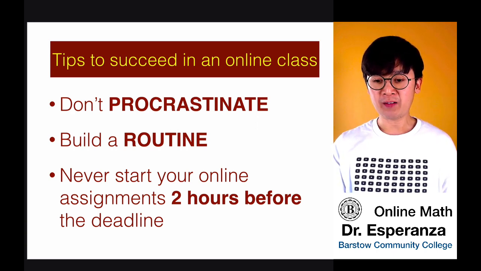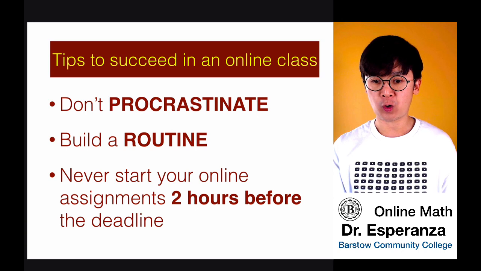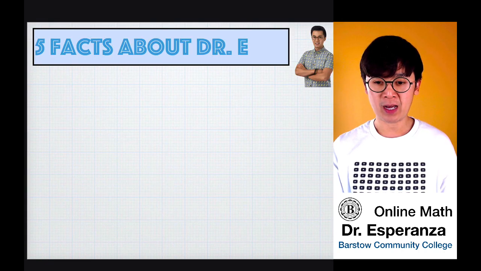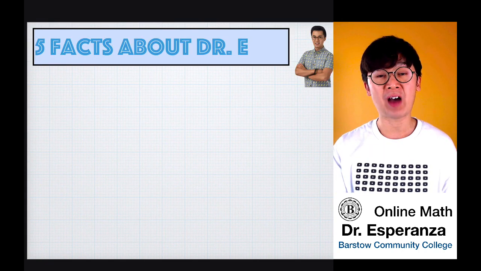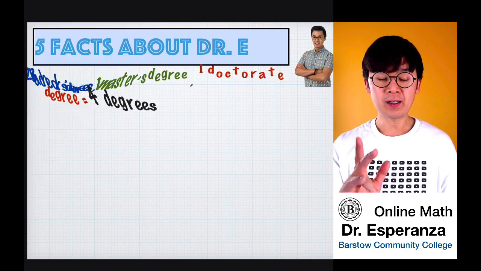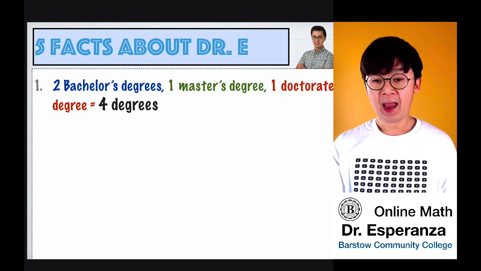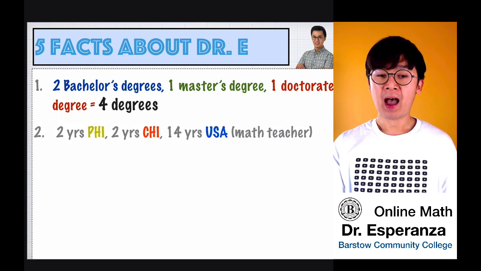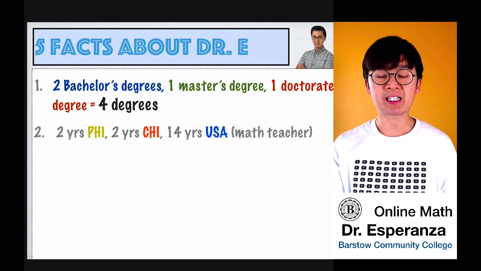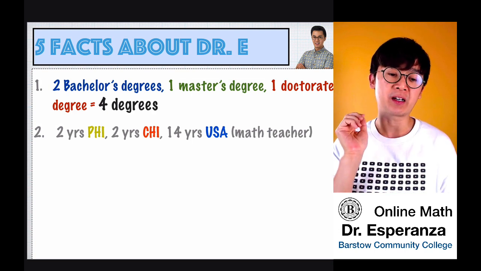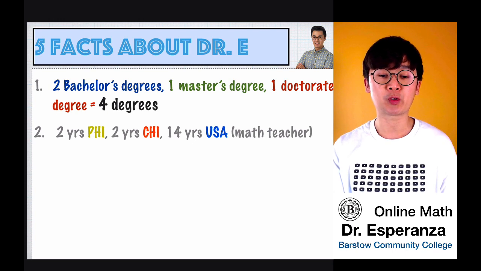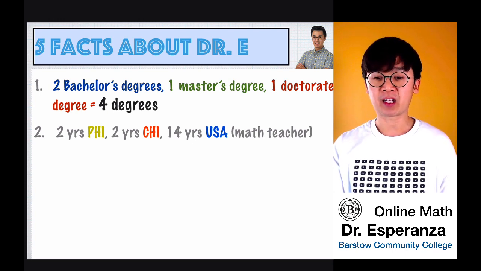Now, I've been talking for about 5 minutes or even more, and I haven't mentioned anything about me yet. So I'm going to give you 5 facts about me. One is that I have 4 degrees. I have 2 bachelor's degrees in mathematics and computer science, and then my master's in mathematics and a doctorate degree in education. And 2, I am not new to teaching. I've been teaching for over 15 years now. I taught in the Philippines for 2 years, I taught in China for 2 years, and here in Barstow, California for about 14 years now.